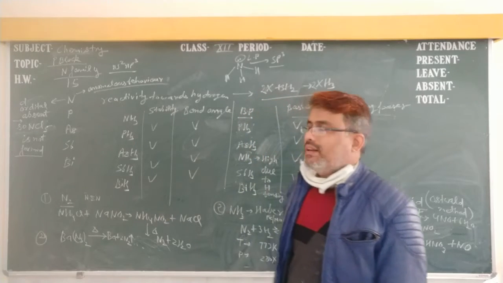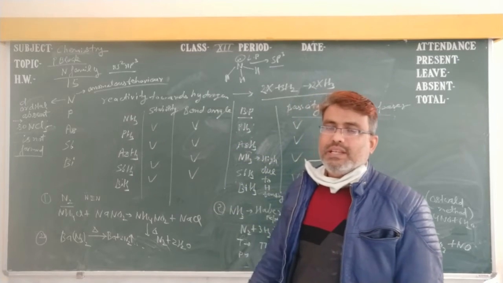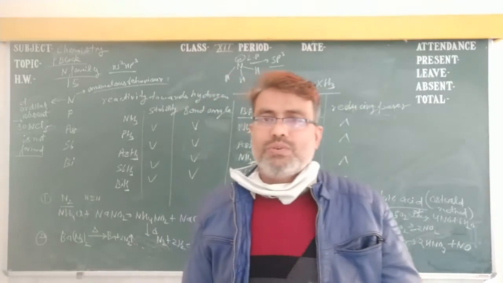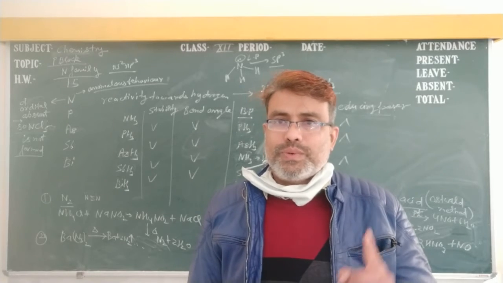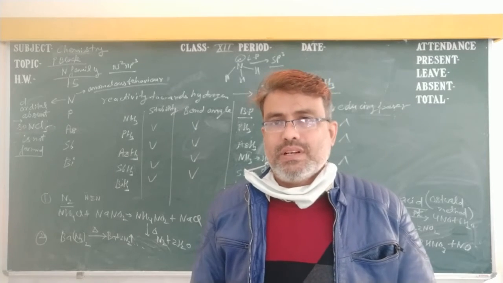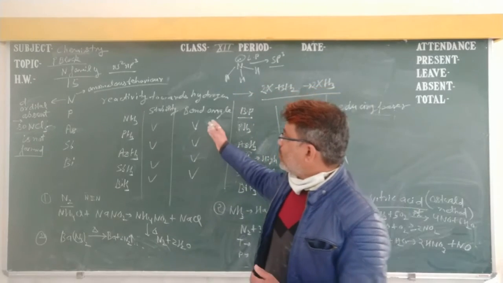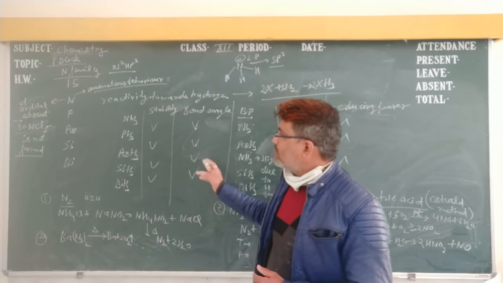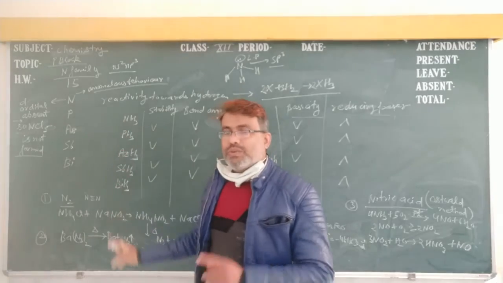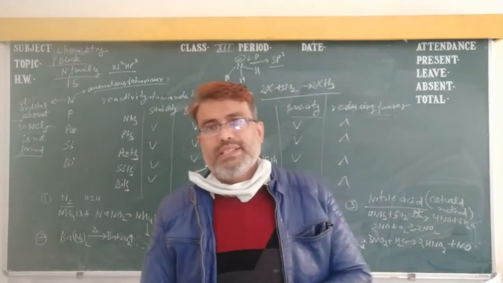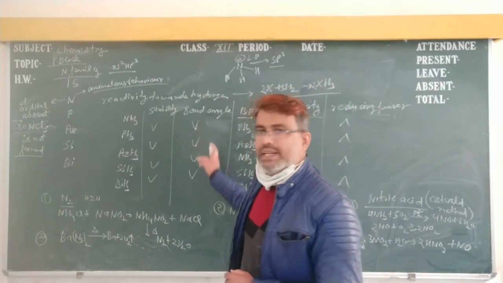Now the next point, bond angle. As we move from top to bottom, the bond angle decreases. In ammonia, the bond angle is around 107 degrees, which is less than the tetrahedral angle, due to the presence of one lone pair and bond pair-lone pair repulsion, which we can explain by VSEPR. As we go downward the atomic size increases, so the electronegativity decreases, and due to the decrease in electronegativity, the bond angle also decreases.